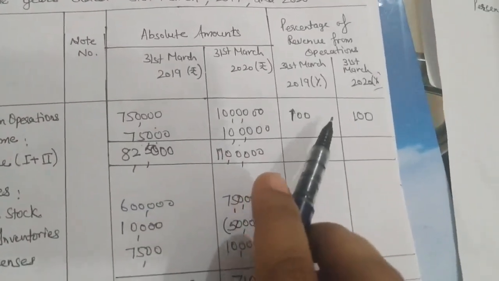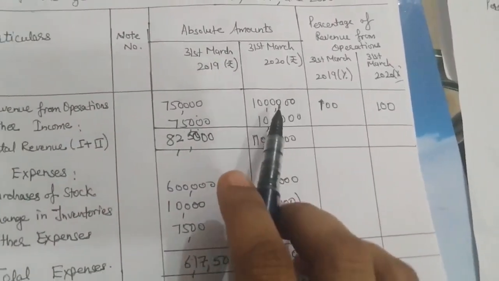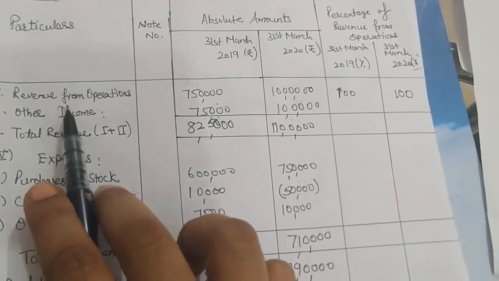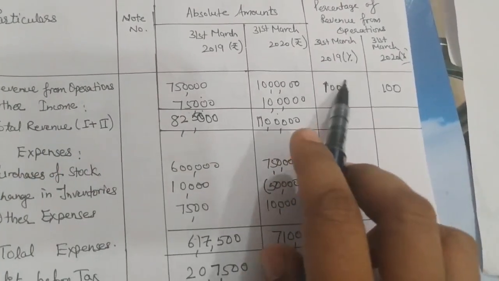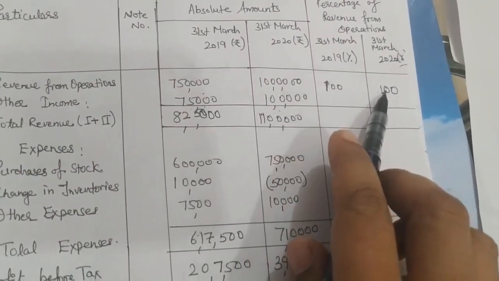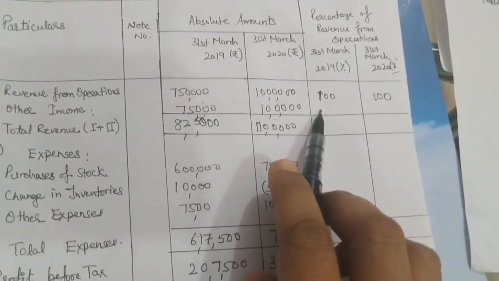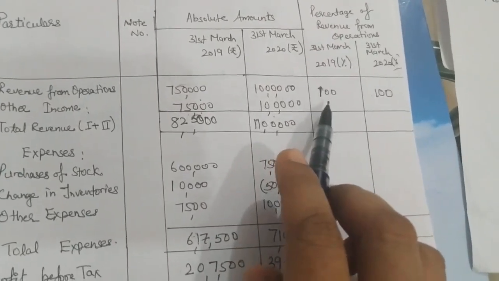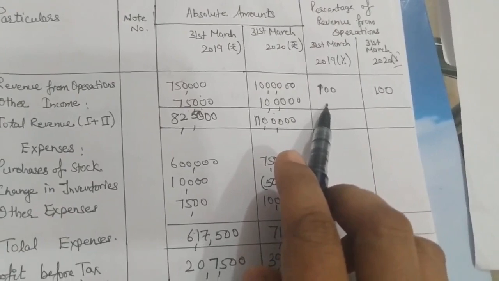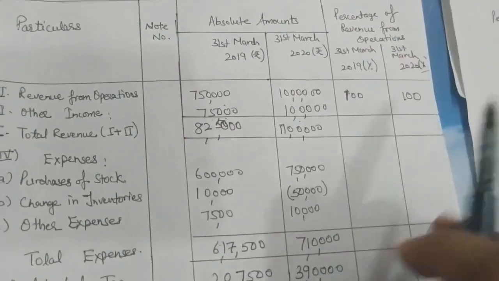Now here, how to calculate these percentages? As in the first step, I told you that wherever revenue from operation is given, you have to put it at 100. Now how to find this percentage? The formula will be the amount over revenue from operation.